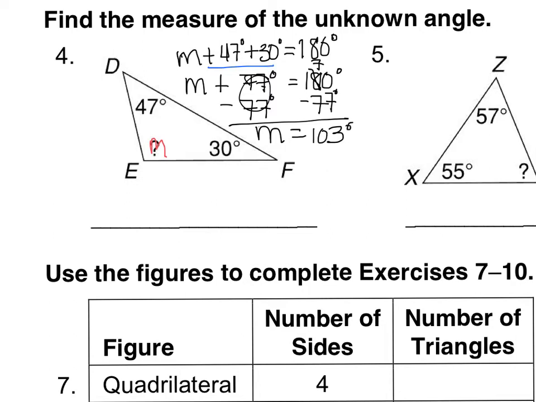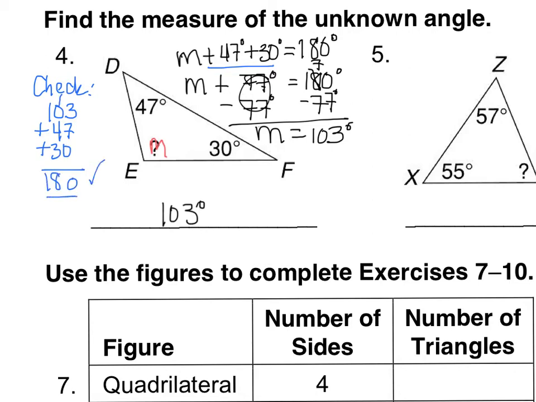103 degrees. One thing I forgot to mention is, remember, one of the beautiful things about equations is that you can check. If 103 degrees is the right answer, then 103 plus 47 plus 30 would add up to 180. Let's go ahead and check it real quick. Because who doesn't like getting 100% on their tests? 103 plus 47 plus 30. Add them up, and look, 180 degrees. So I know that 103 is the correct answer.